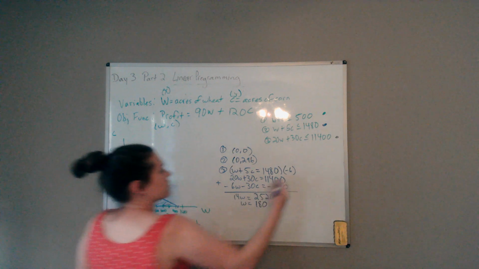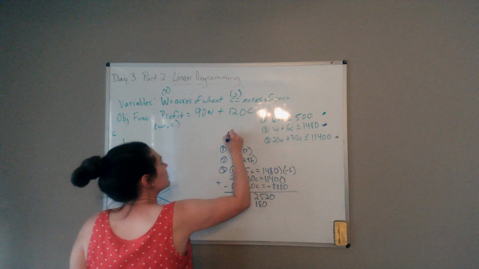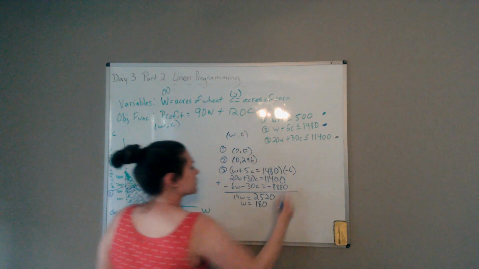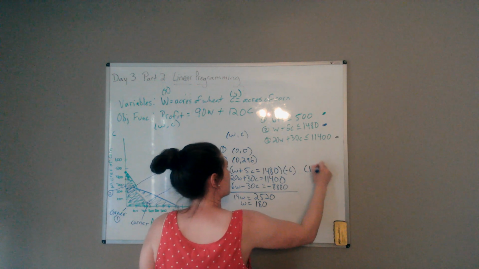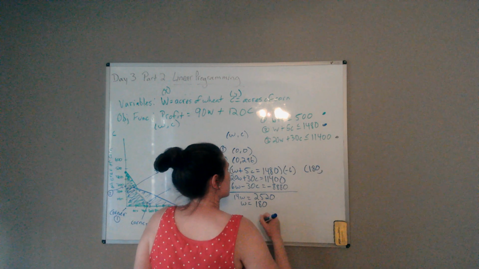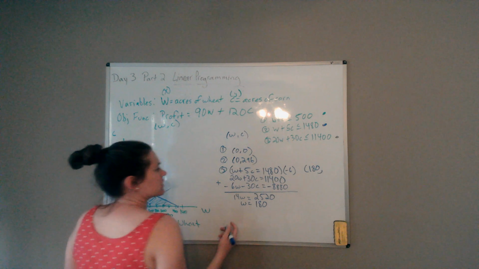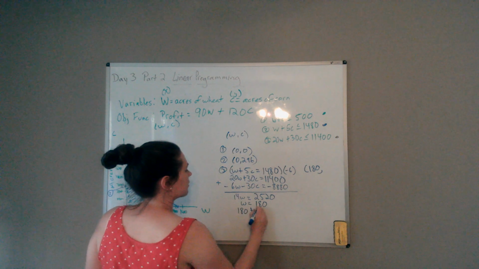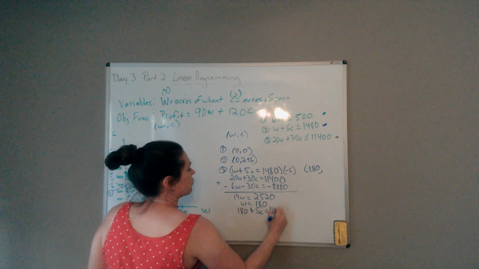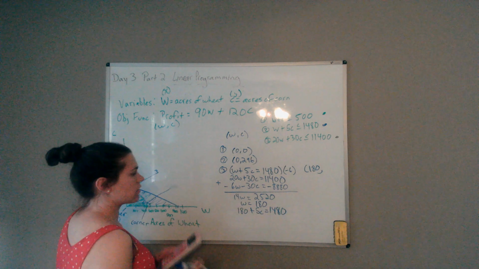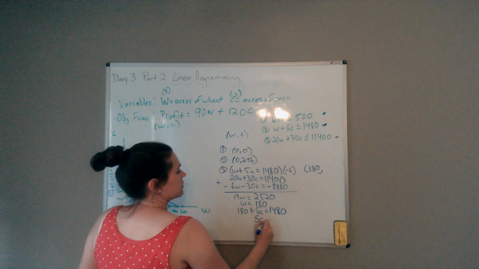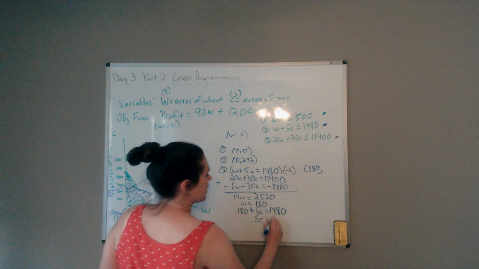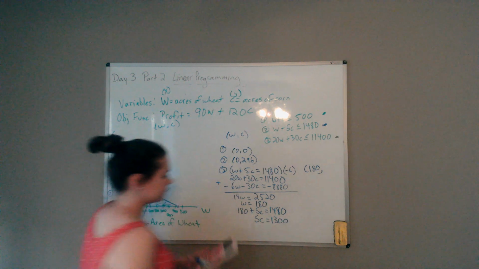And so we know that, remember, when we write these down, it's W comma C. The W-coordinate for corner point 3 is 180, comma, now to get the C-coordinate, just plug that back into one of the original two. 180 plus 5C equals 1480. Take away 180 on both sides. So that's going to put us at 1,300.